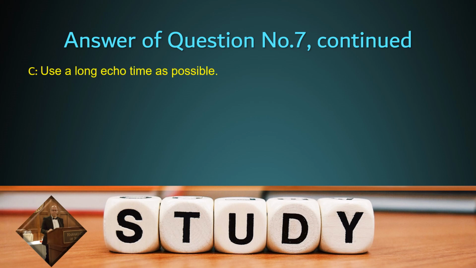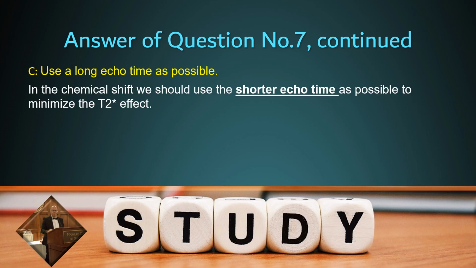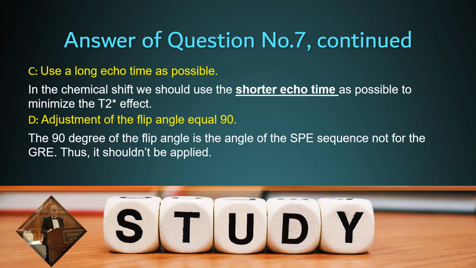Choice C is not correct because in the chemical shift we should use the shortest echo time possible to minimize the effect of T2 star artifact. Additionally, choice D is not the suitable answer because a flip angle equal to 90 is designed for the spin echo sequence, which shouldn't be applied in this scenario.